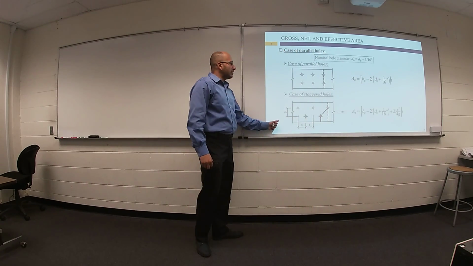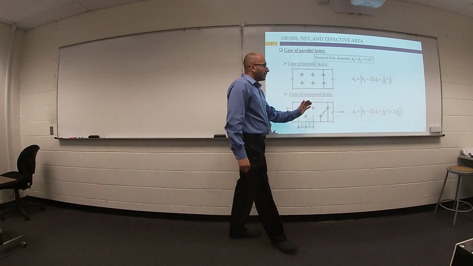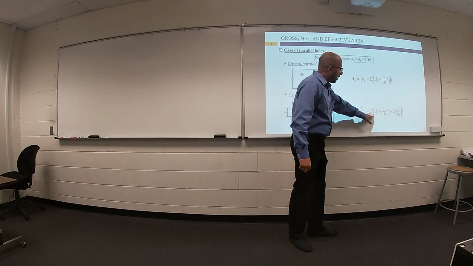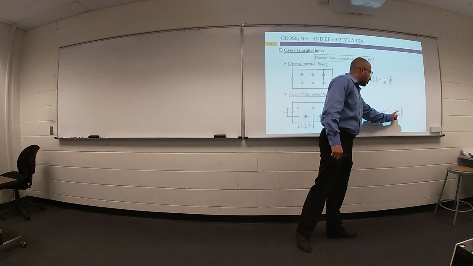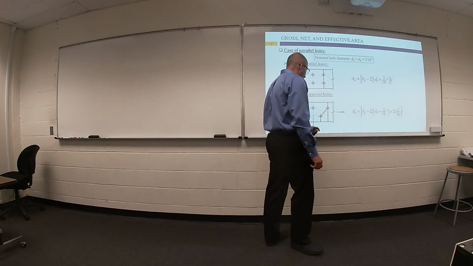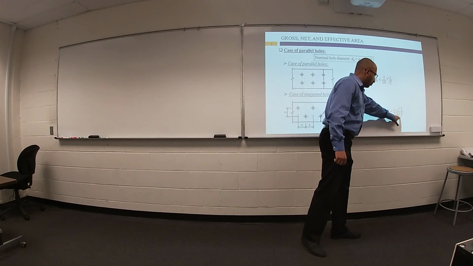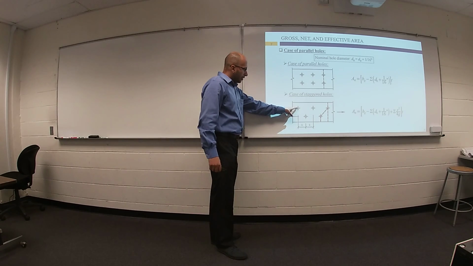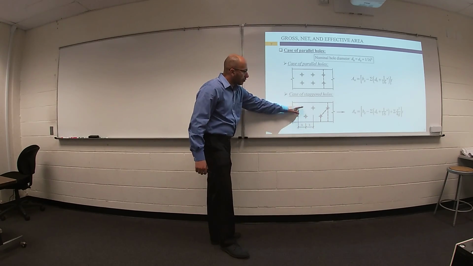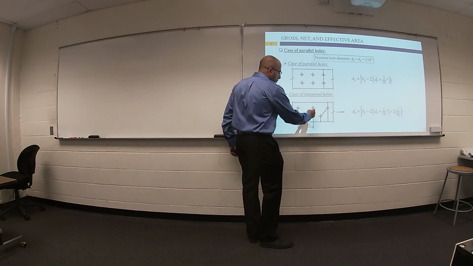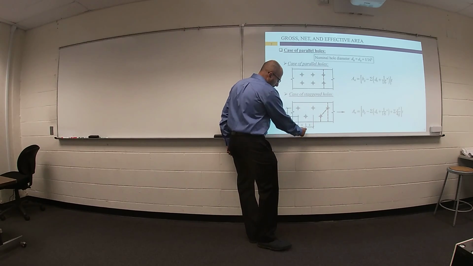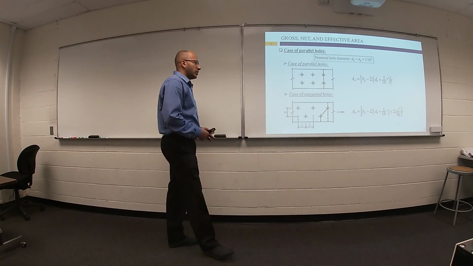We have another arrangement called staggered, the same, but we need to add summation S squared divided by 4P, not G. P is the pitch between this bolt and this bolt, center to center. S is the distance between each bolts, center to center.